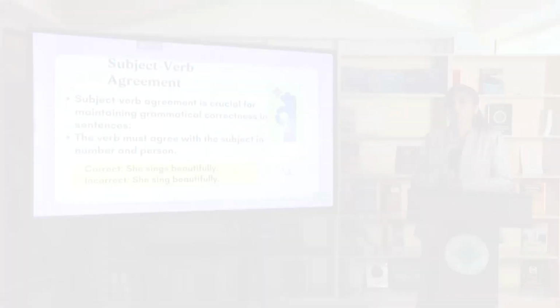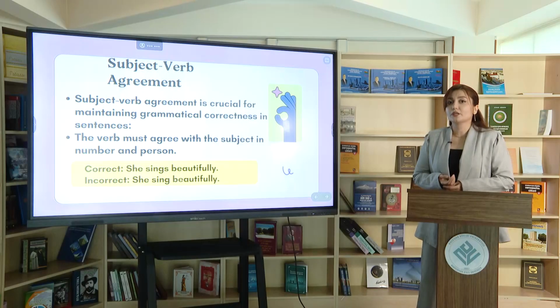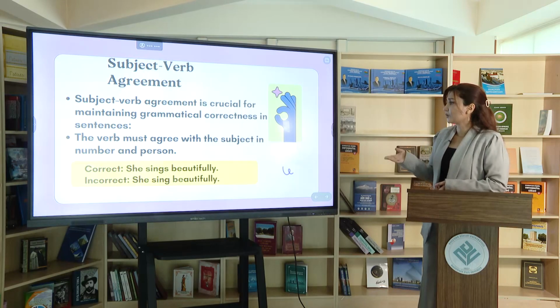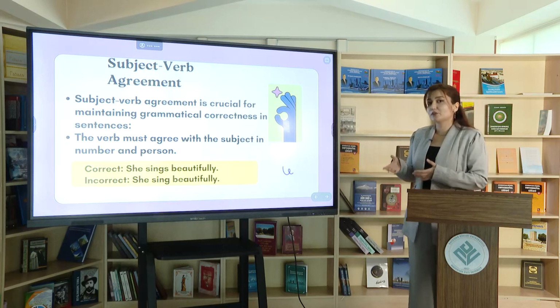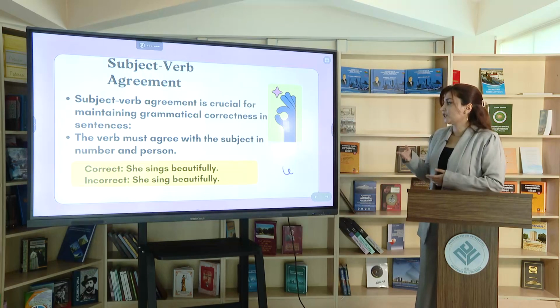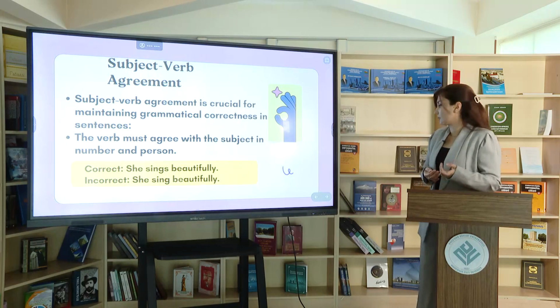Subject-verb agreement. Subject-verb agreement is crucial for grammatical correctness in a sentence, and the verb must agree with the subject in number and person. For instance, she sings beautifully is a correct sample, but she sing beautifully is an incorrect sample.